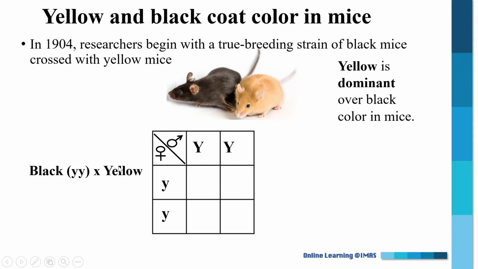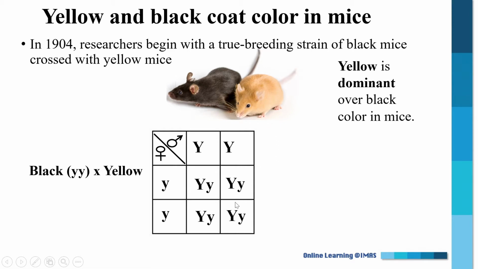Since yellow is dominant over black, we annotate it capital Y, and black will be small y. So the yellow one's gametes are capital Y, and the black's will be small y, small y. So the offspring will be capital Y, small y everywhere. This means the offspring will be all yellow, 100% of them yellow. This is what we can predict if both parents are true breeding.